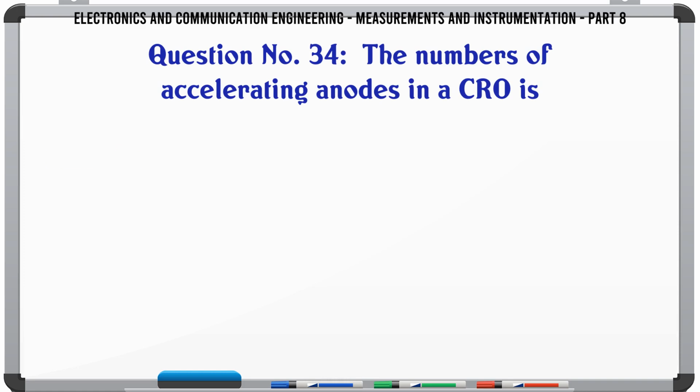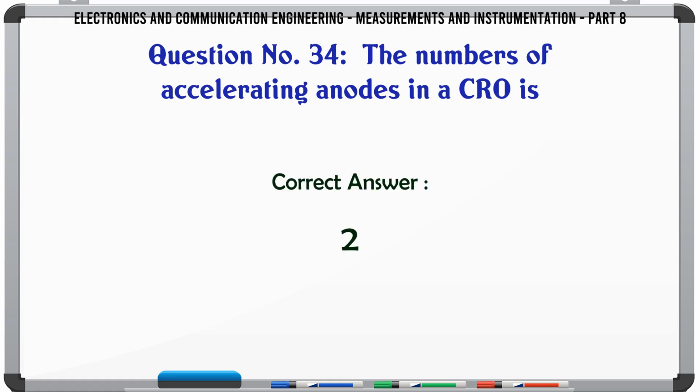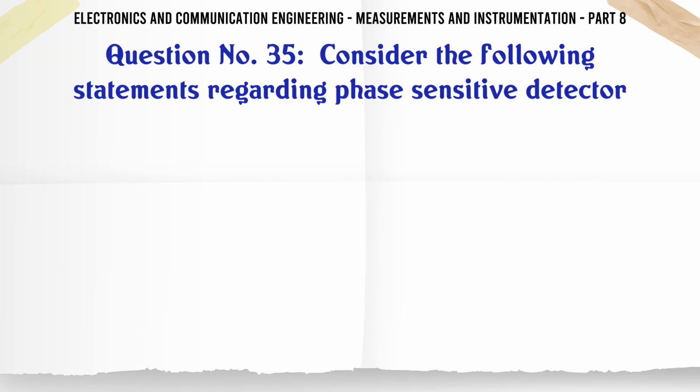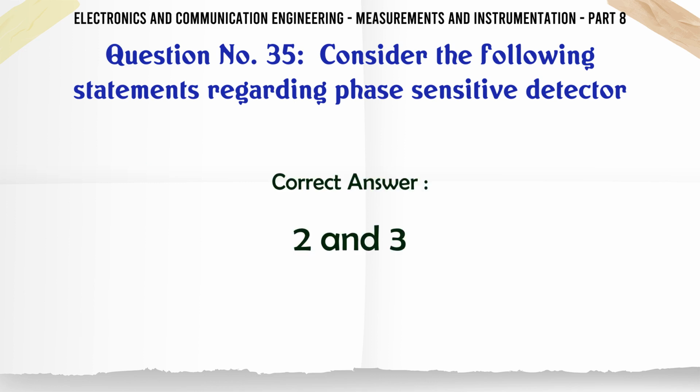The number of accelerating anodes in a CRO is A: 1, B: 2, C: 3, D: 4. The correct answer is 2. Consider the following statements regarding phase-sensitive detector. A: 1, 2, 3, B: 1 and 2, C: 2 and 3, D: 1 and 3. The correct answer is 2 and 3.